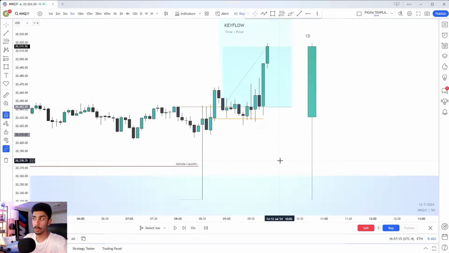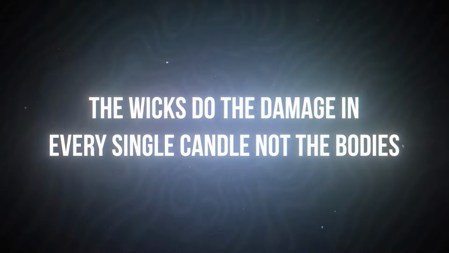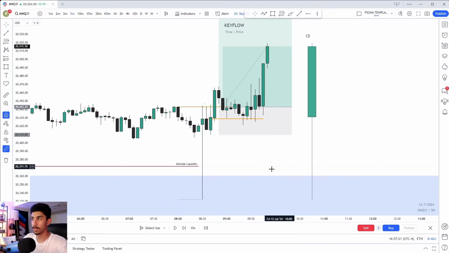Now it's important to note that the wicks do the damage in every single candle, not the bodies. The bodies are going to tell you the story. Similarly to what happened with this news candle here, you can see we had a large wick down that did the damage, but the body itself closed green. Same story here. You can see the wicks go into this order block, but the bodies respect and close higher.